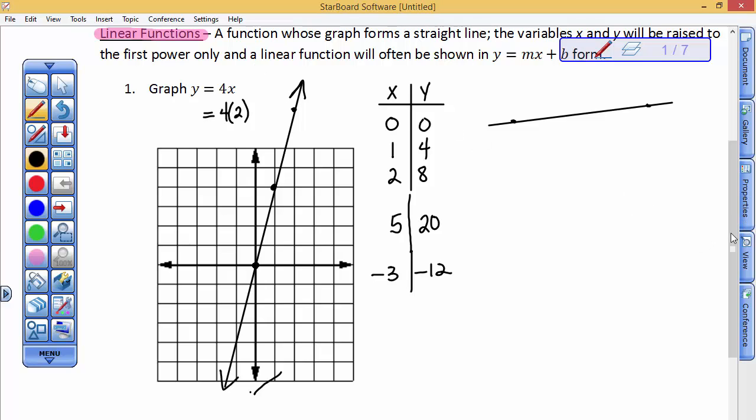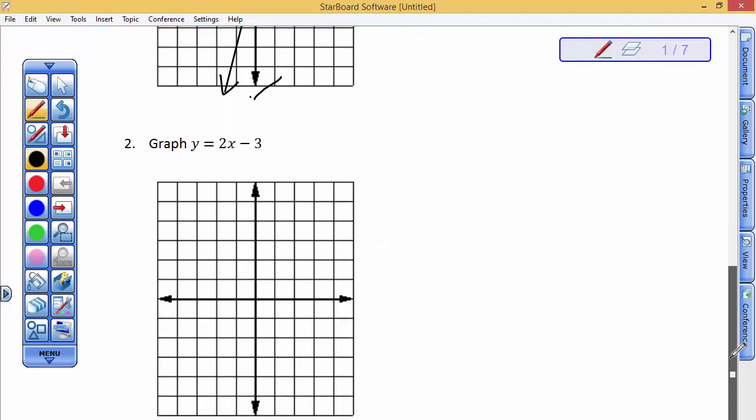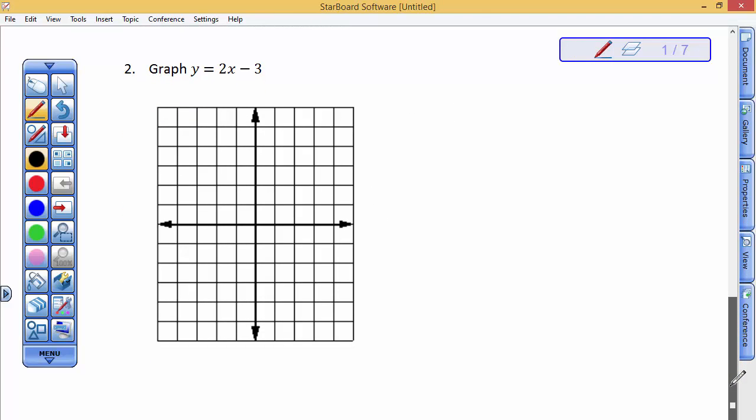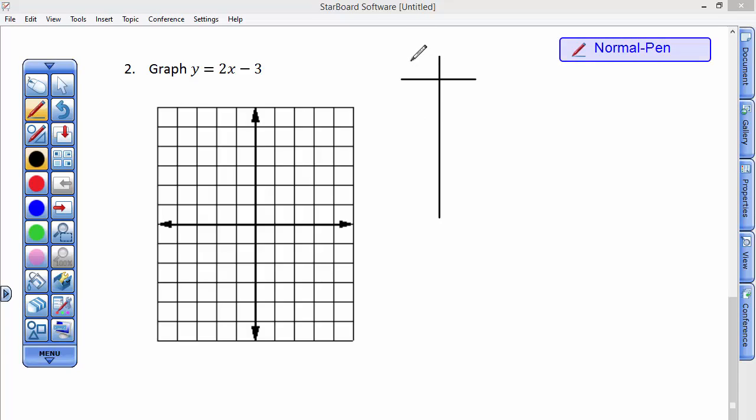So I'd like to graph y equals 2x minus 3. And again, I know it's a linear equation because y is to the first power and x is to the first power. There's no radicals, there's no fraction with a variable in the denominator, there's no powers, x squared, x cubed, y, etc. So because I know it's a linear equation, I'm going to pick these easy numbers again.